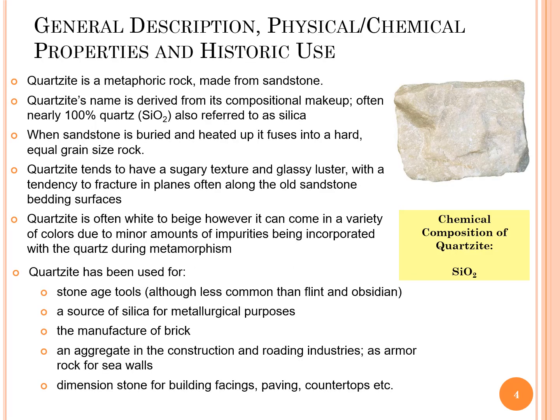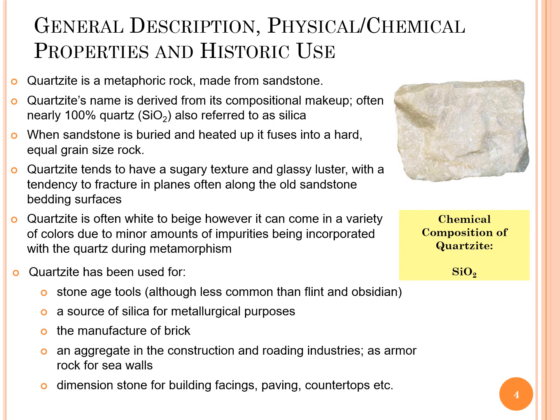So let's begin by having a general description, physical and chemical properties, and historic use of quartzite. Quartzite is a metamorphic rock made from sandstone. Its name is derived from its compositional makeup, often 100% quartz or silicon dioxide, also simply referred to as silica. When a sandstone is buried and heated up, it can fuse into a hard, equal grain-sized rock, which we call quartzite.